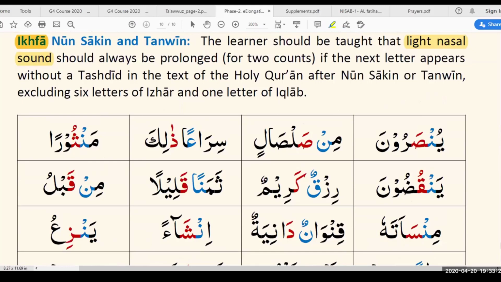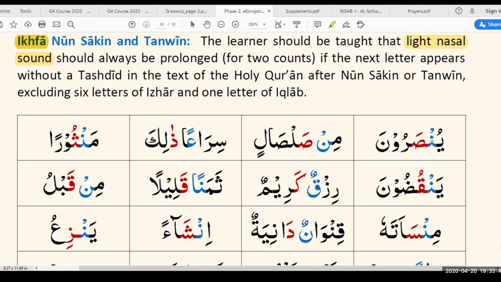L211. Assalamu alaikum. Walaikum salam. Okay, so any question, or is this okay? Do you understand what you have to do here? I missed a few lessons in the beginning, so I don't know what the six letters of Ikhfa and Iqlab are.